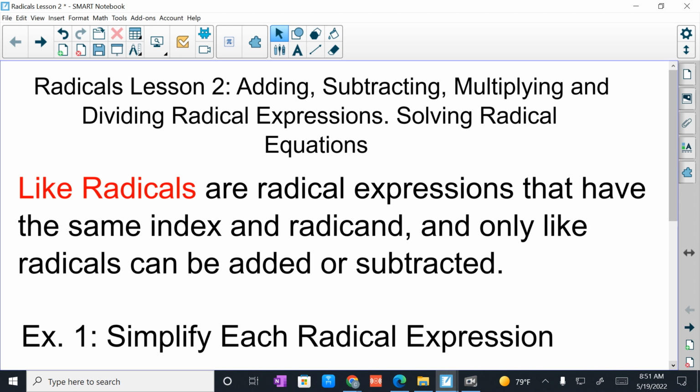Today, guys, we are going to be working on Radicals Lesson 2. I know you guys are really excited because the end of school is near. All right, guys, well, let's finish strong, okay?